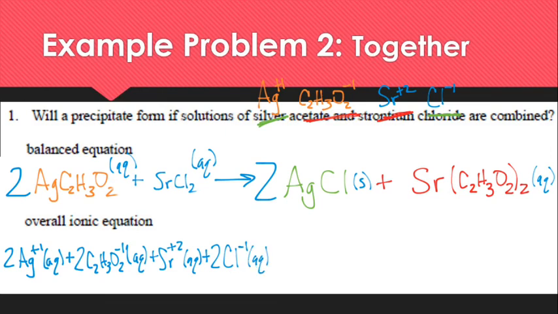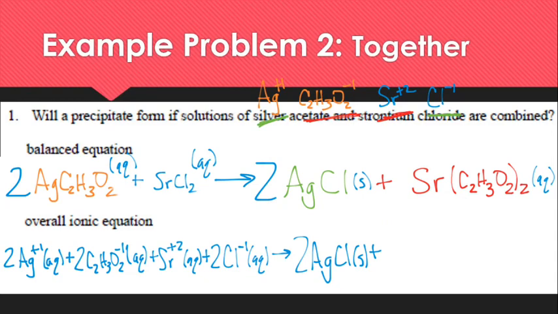That's my reactants. Now I need to do my products. And luckily for us, this AgCl, and every reaction will have one, is solid. So I do not need to break it up. This is going to be 2 AgCl solid. And then I'm going to make that a little smaller.